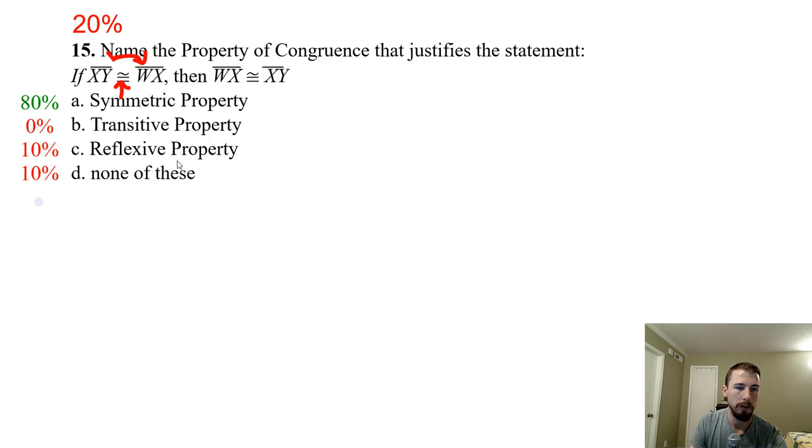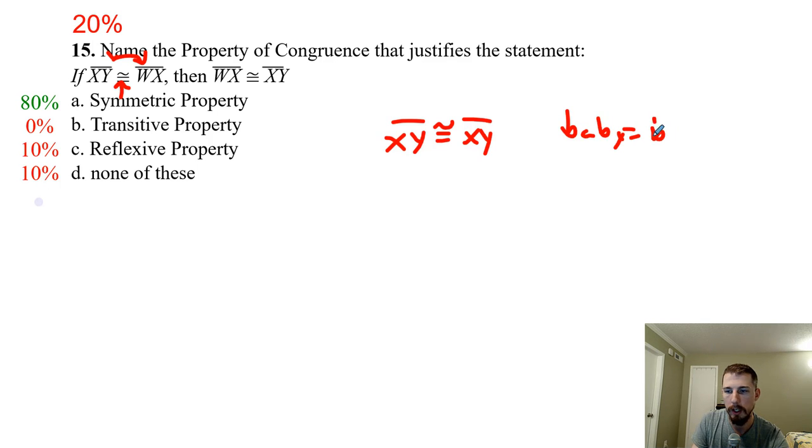Now, a commonly mistaken one would be the reflexive property. The reflexive property is when things are equal to themselves. So if we said that segment XY is congruent to segment XY, since it's congruent to itself, that's like saying baby is equal to baby. Things are equal to themselves. In other words, A is equal to A. That would be the reflexive property, but the symmetric property is like the commutative property, but we're switching the order about the equal sign, or in this case, the congruency symbol.